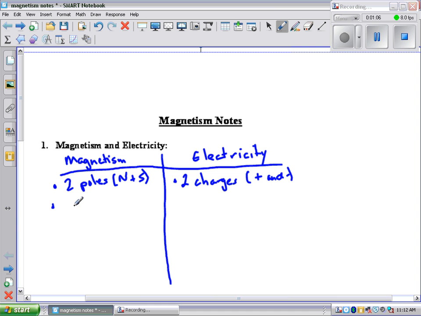Another thing that we notice about them, magnets can attract or repel. So we're going to say like poles repel and opposites attract. And that's going to be the same for electricity. We know that like charges repel and opposites attract.